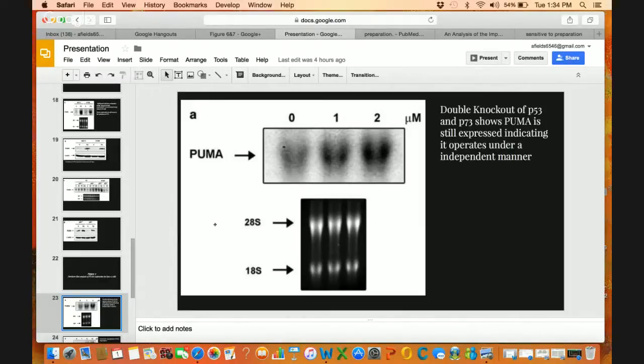So this is the reason why they used the SAOS2 cells. As we can clearly see here, even at the various concentrations, PUMA upregulation is still seen in this cell line as well.